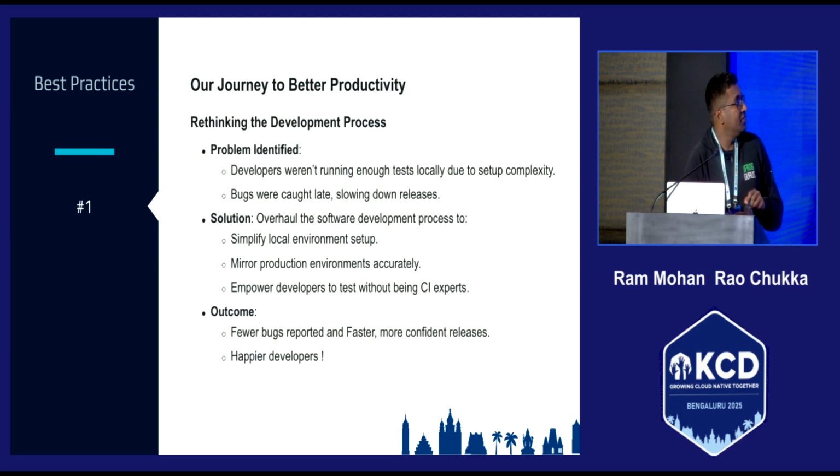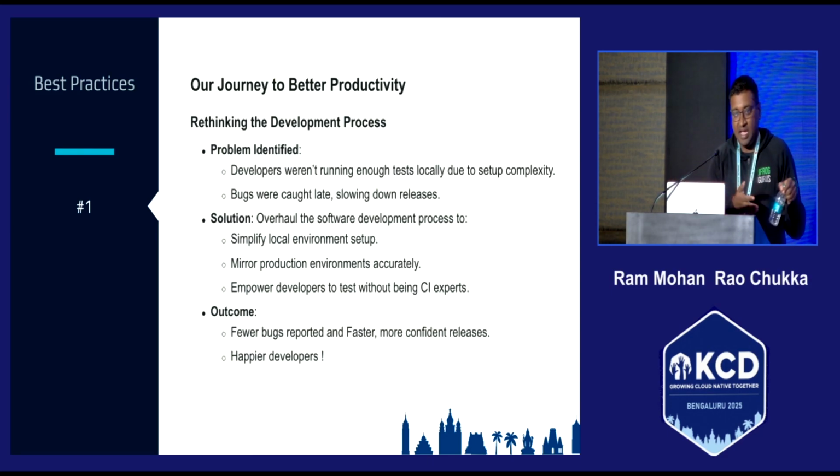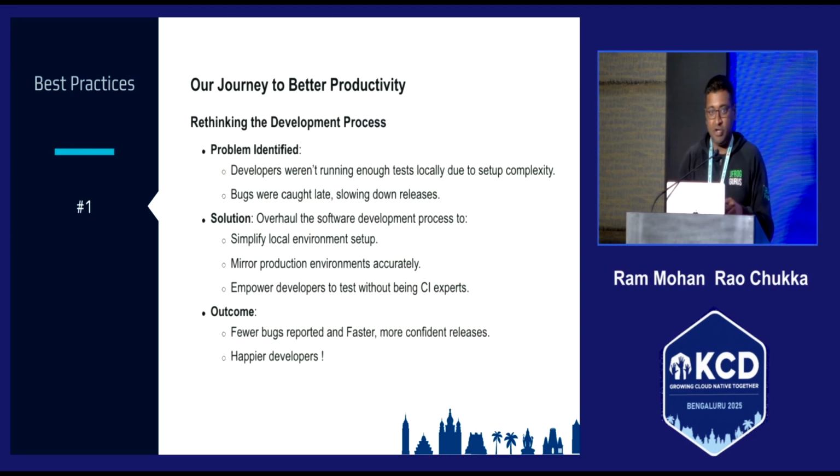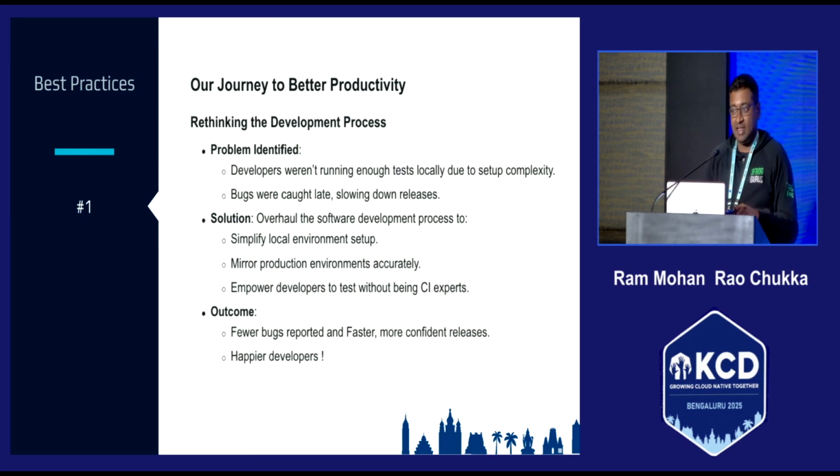So what we thought was, developers were not running those end-to-end tests locally because the setup was complex and bugs were caught late. The solution: we were able to simplify, using automation, to have a local environment very much similar to what we deploy to production, because we are deploying onto a Kubernetes cluster. And we are using a kind cluster, which is an exact replica of a Kubernetes cluster on your local, deploying it, testing it out, and then pushing the code changes to a Git repository, okay? What was the outcome? Fewer bugs reported, faster and confident releases, which made our developers' life happy.